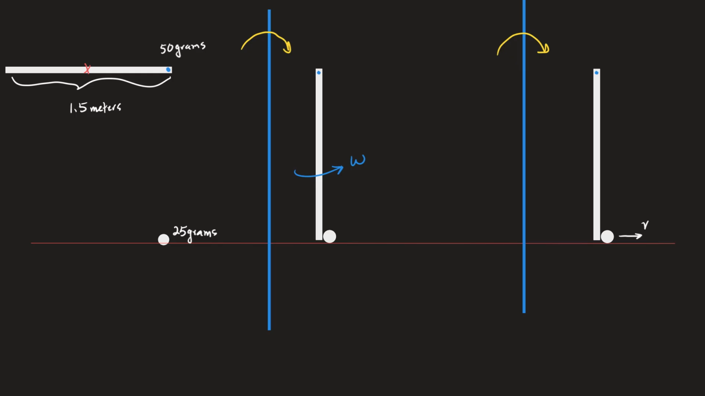Now, I will tell you that this is going to be 4.5 radians per second right before the collision. That's the intermediate answer you're looking for. If you get something else, you've made a mistake.